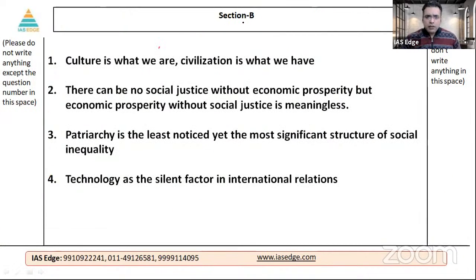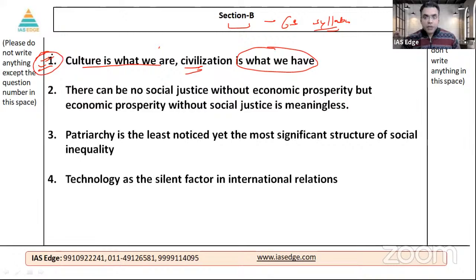Section B is an easy one, and it is very much related with your GS syllabus if you look at it. The first is culture. Culture is what we are, civilization is what we have. People who have read NCERTs, class 11th NCERT, fine arts, art and culture, which is there in ancient, medieval and modern history. Civilization is also there, if you read Indian society NCERTs, you must be having a lot of fodder. So again, a very basic topic you can write.